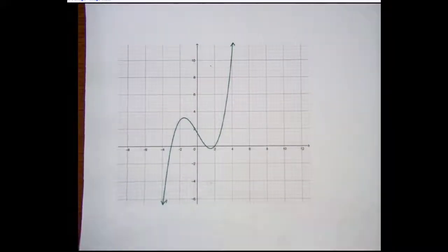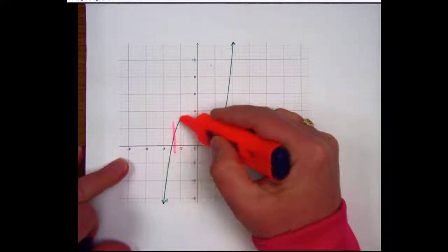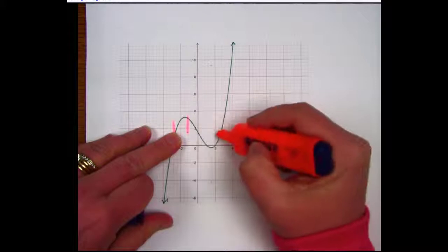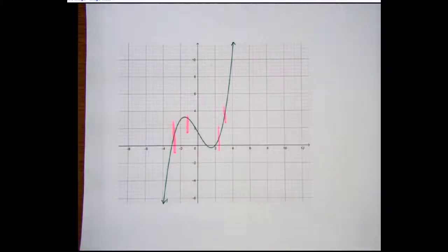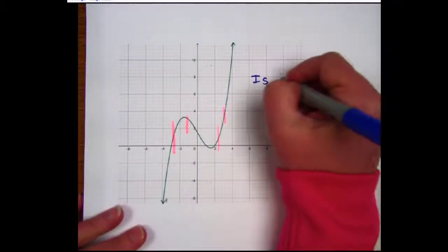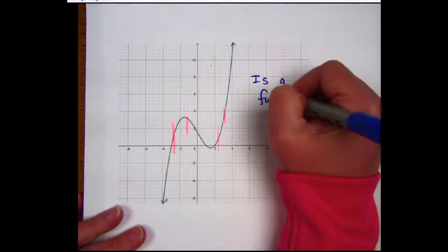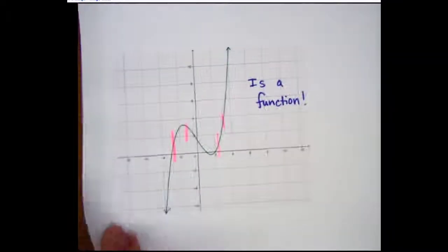Moving on to our next graph. Is it a function? Once again, I've got these grids on here so you can see that better than my drawing. But you can see that if I draw vertical lines, at most, they go through one point. So this is a function.